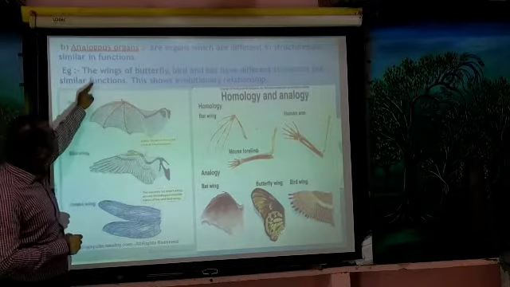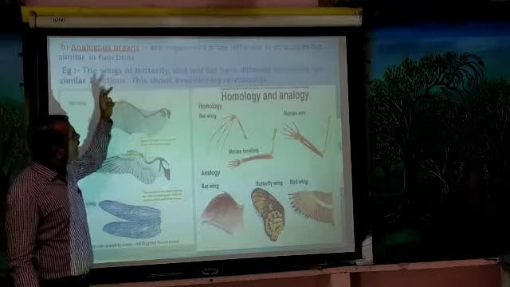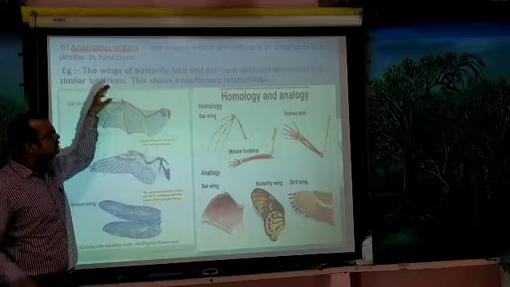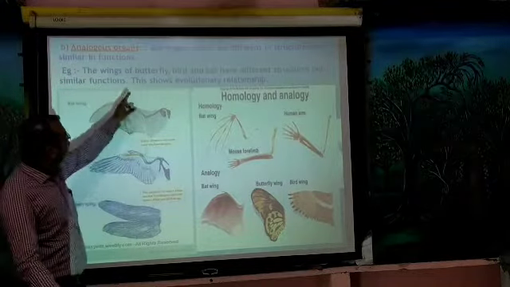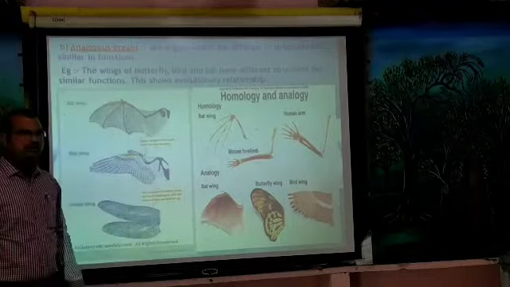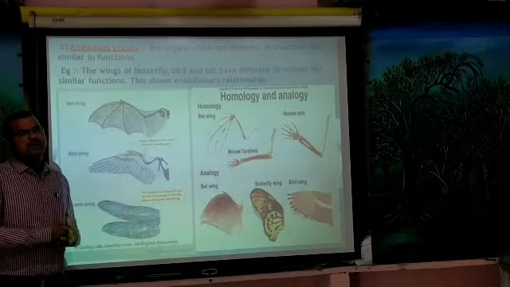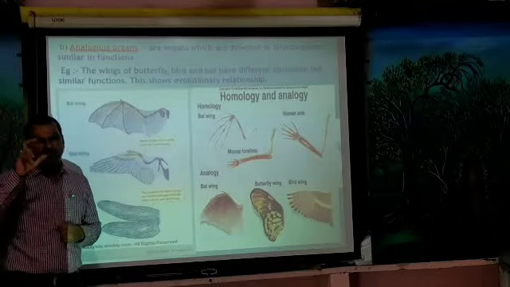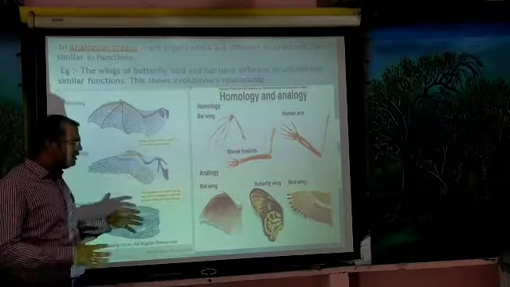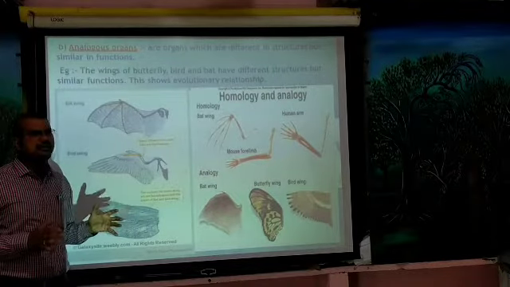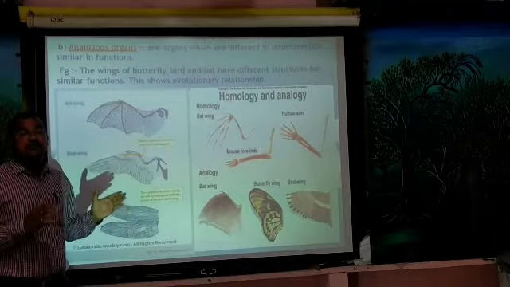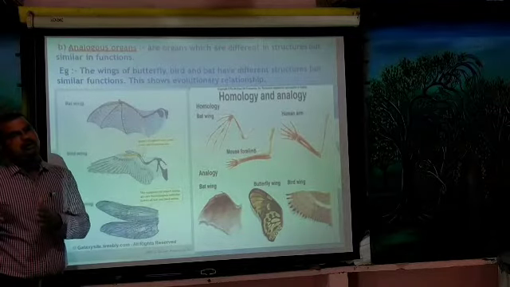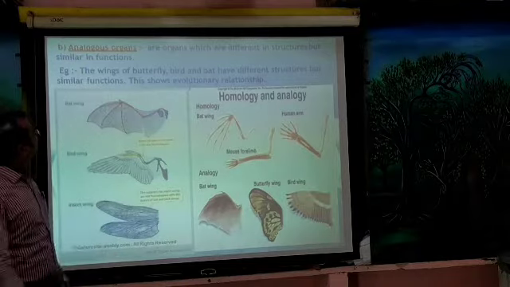Examples: the wings of a butterfly, bird and bat have different structures, but they perform a similar function, that is, flying. This shows evolutionary relationship. Understood? So the internal structure is different, but the function performed is similar. Such kinds of organs are called analogous organs. So these homologous organs and analogous organs help us to see the relationship between one group of organisms and another group of organisms.